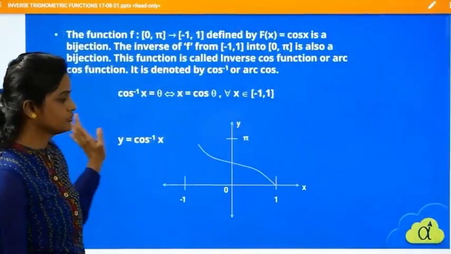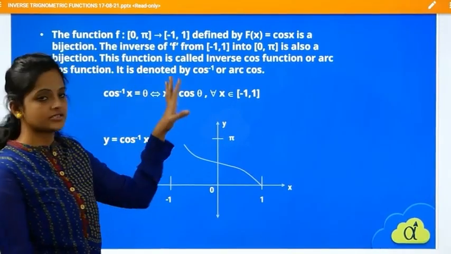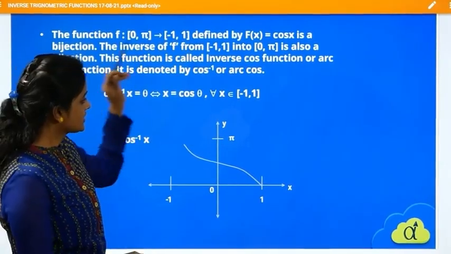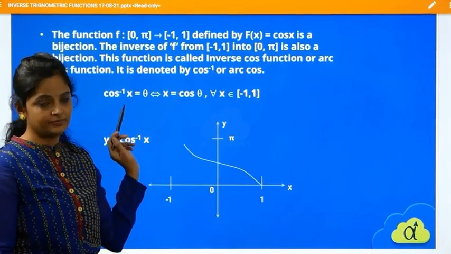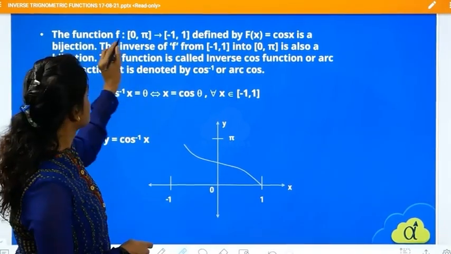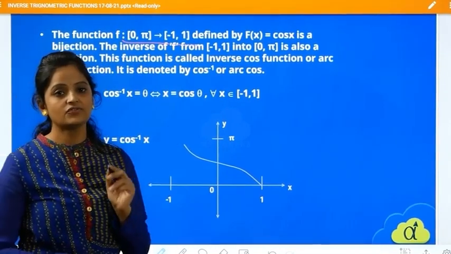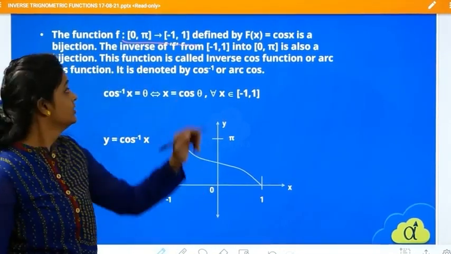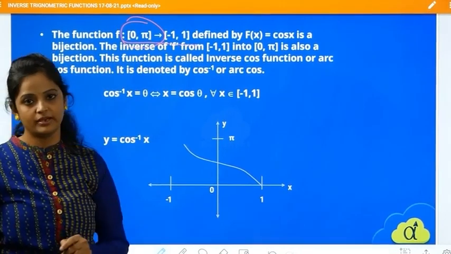There is one table also, I will explain that after, cos inverse and tan inverse. Just quickly see the graph, how it will be. Not in detail you have to go, but the only thing you have to know here is this one. F is from 0 to pi to minus 1 to 1. So this becomes the domain part here.